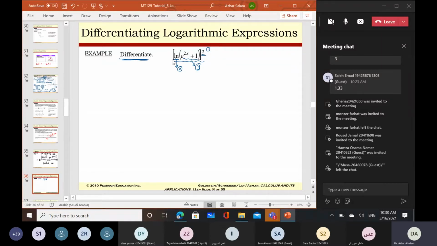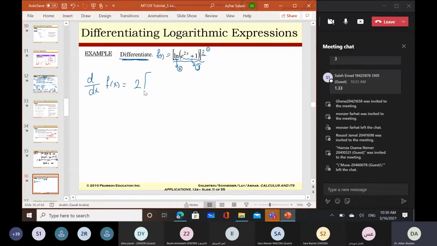Then I will differentiate the logarithm. This is the second part. Then I will differentiate what is inside the logarithm. So here d by dx, if I said that this is f of x, so d by dx for f of x, or I can simply write f dash, it's equal to, I will differentiate the power first.